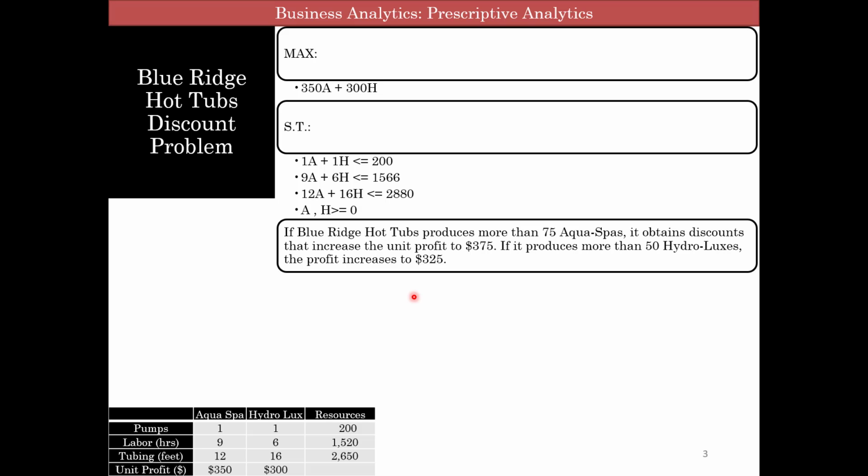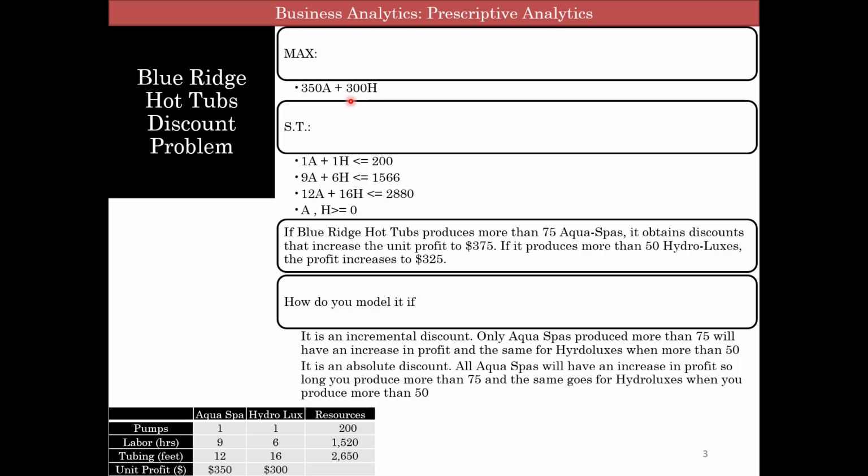Let's assume that if Blue Ridge Hot Tubs produces more than 75 Aquaspas, it obtains discounts such that the profit is no longer $350, but it's $375. And if it produces more than 50 Hydroluxes, profits increase to $325 rather than $300. Now we've got to remodel the problem.